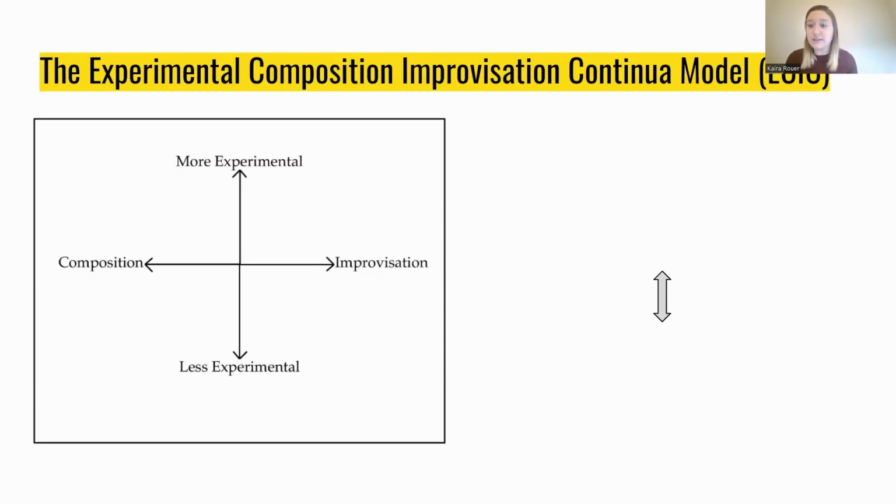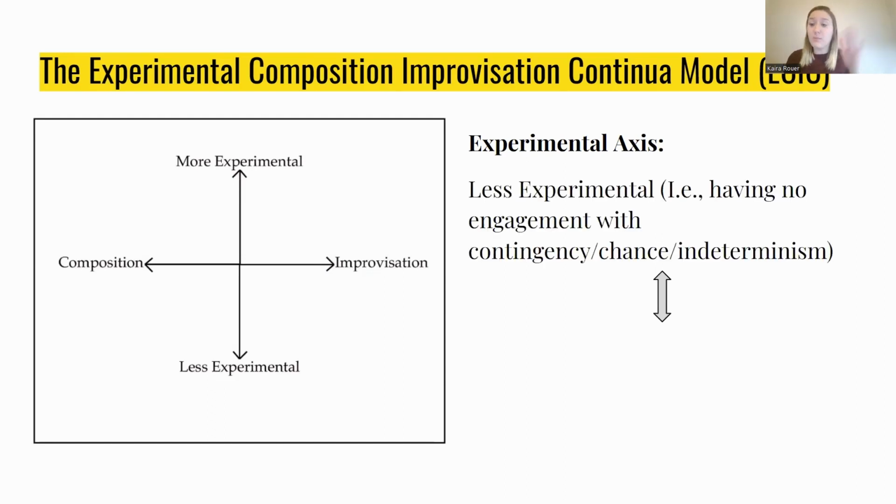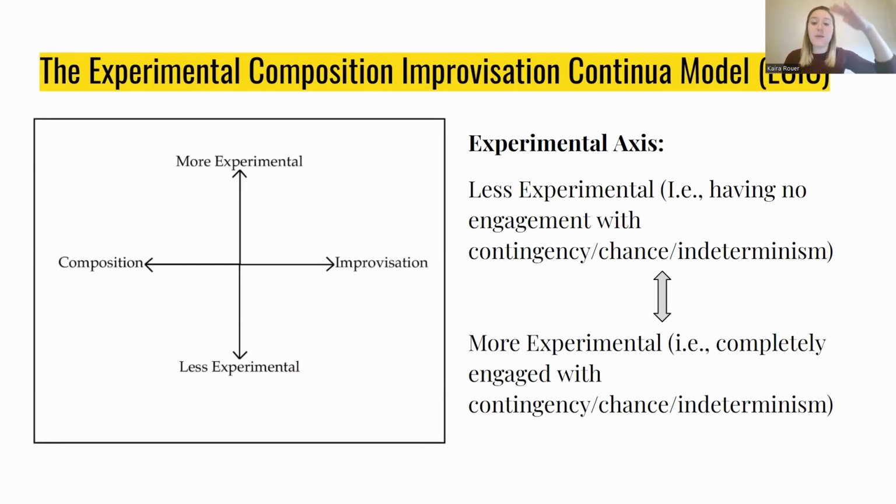So the first axis we will talk about is the experimental axis. So this is our vertical line. On the bottom, we have less experimental, which is having no engagement with contingency, chance, or indeterminism, which again, we will get into shortly. And then the top is more experimental, which is completely engaged with contingency, chance, and indeterminism.